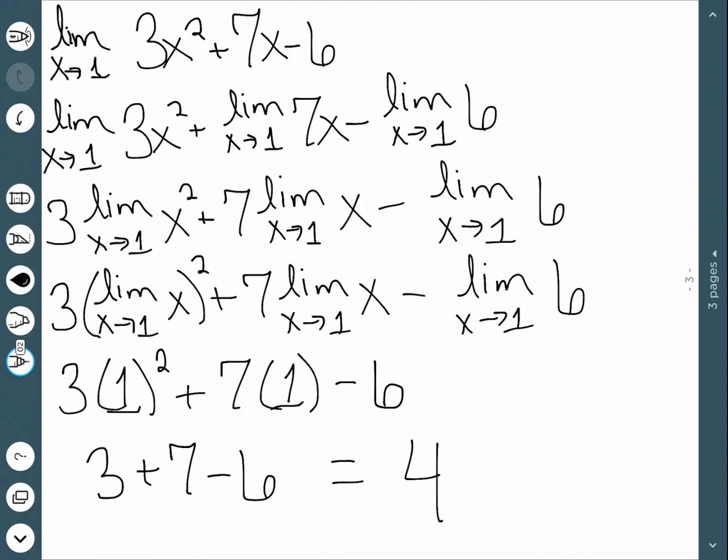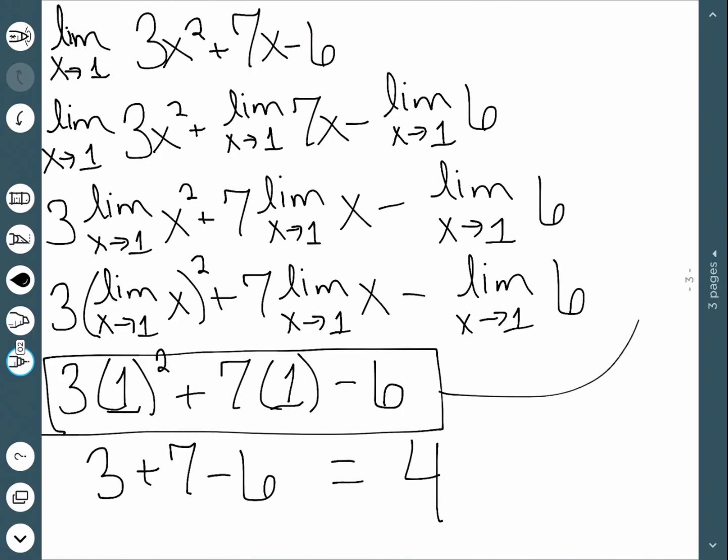However, this was a lot of work, and we don't really want to do all of this work every single time we have to take a limit. However, if I notice at this step, all I did was take my original polynomial and plug in the number 1. And this is actually going to work for polynomials. All I have to do is evaluate the polynomial at the limit point, and I get the limit. So let's try another example that doesn't require all this work.